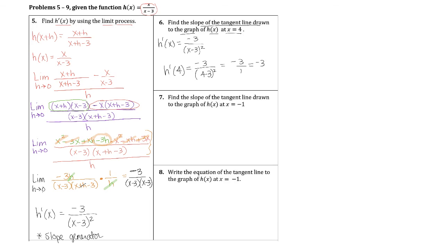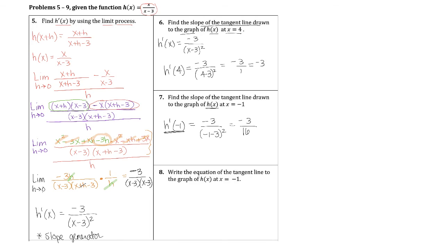All right, so look at 7. Find the slope of the tangent line drawn to the graph of h of x at x equals negative 1. So again, we're going to have h prime at negative 1. Notice my notation is h prime, not h. And we're going to have negative 3 over negative 1 minus 3 all squared. So negative 3 over, and that's going to be negative 4 all squared, which is 16.